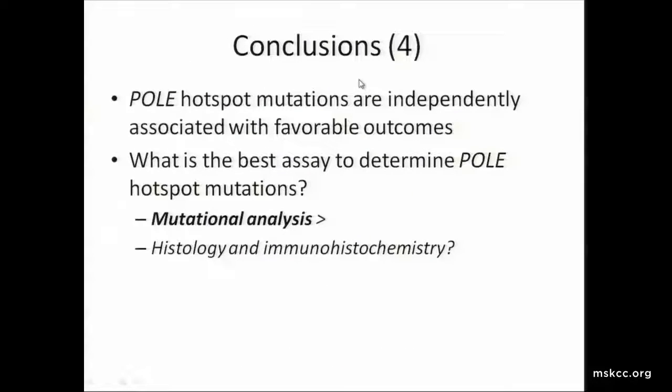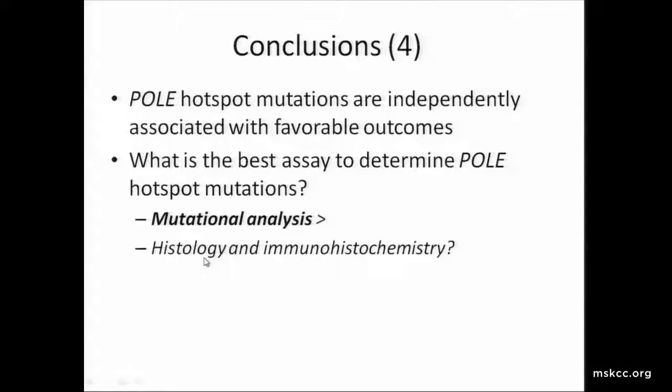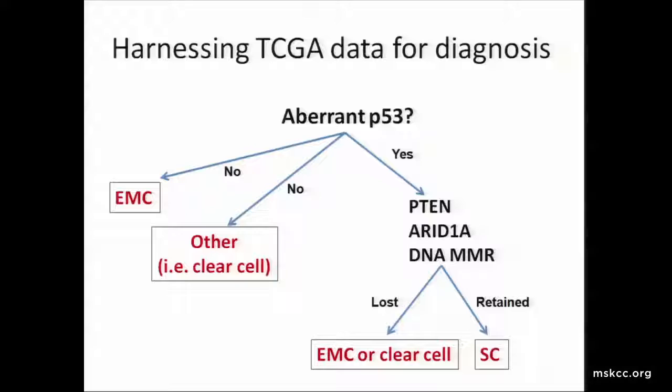So, conclusions regarding the POLE hotspot mutations: we now know that they are independently associated with favorable outcomes in a number of different studies. They were referenced for you at the bottom of one of my previous slides. What's the best assay to determine POLE hotspot mutations? Well, it's really mutational analysis. Sometimes we like to guess. We have a funny-looking endometrial cancer in a youngish patient, and there are a lot of TILs. We synthesize our histological impression with some clinical data and immunohistochemistry, and we can guess at whether there's a POLE mutation, but this is certainly not a very specific way, certainly not a reproducible way to handle diagnosis.